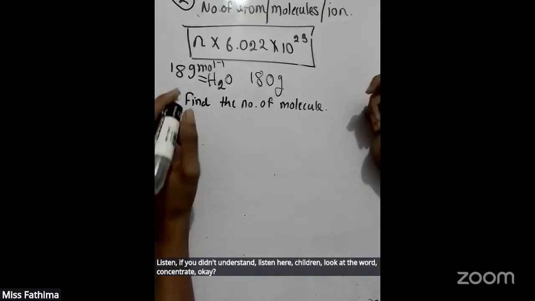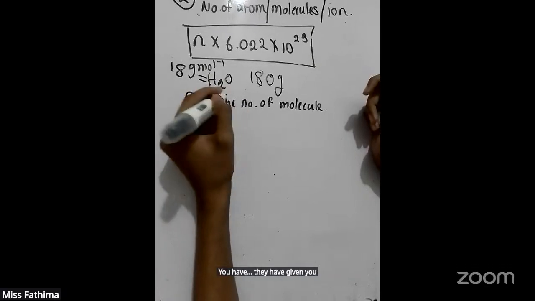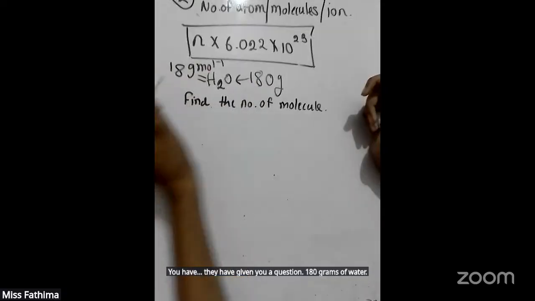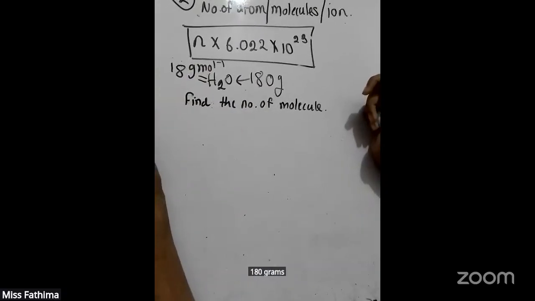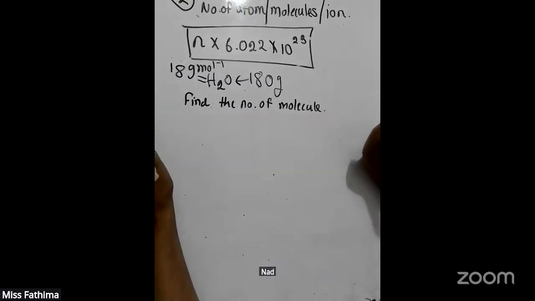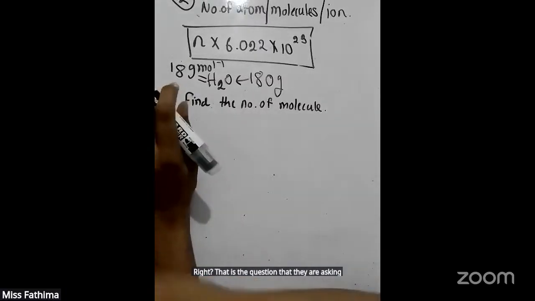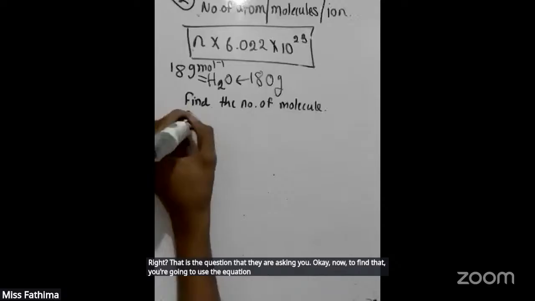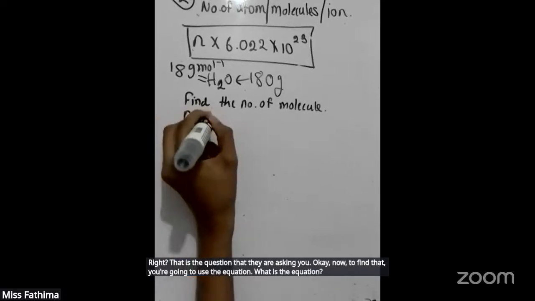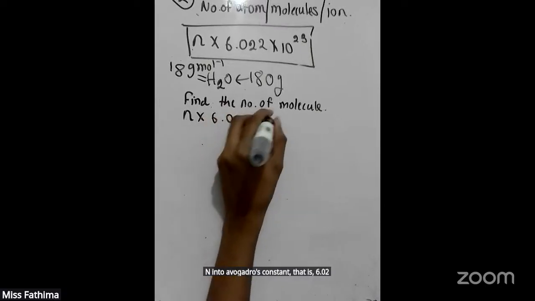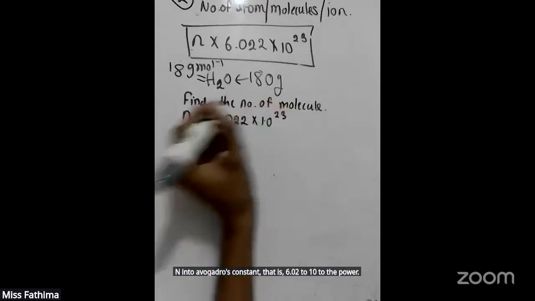Now, they have given you a question. 180 grams of water. Find the number of molecules present in these 180 grams. That is the question they are asking. Now, to find that, you're going to use the equation. What is the equation? N into Avogadro's constant, that is 6.022 × 10^23. This is what you have to use.